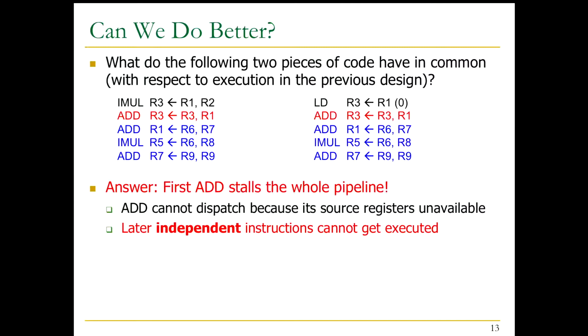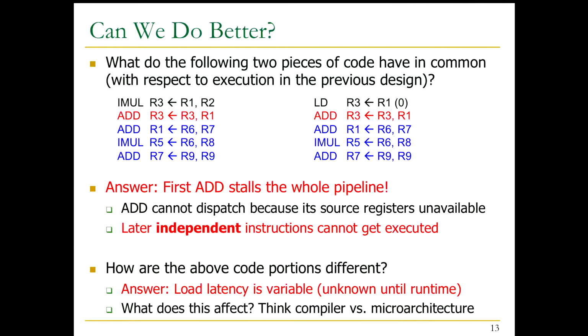Add cannot dispatch because its source registers are unavailable. Actually, in this case, only one source register is unavailable, assuming that R1 is available. And later independent instructions, the blue ones, cannot get executed. I'll also ask you, how are the above code portions different? I'll give you the answer since we don't have a whole lot of time. But basically, in modern processors, you can correct me also, because multiply may not be a good choice here, based on what I told you earlier.